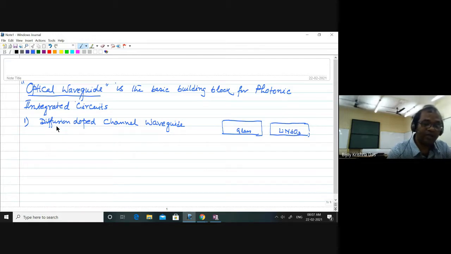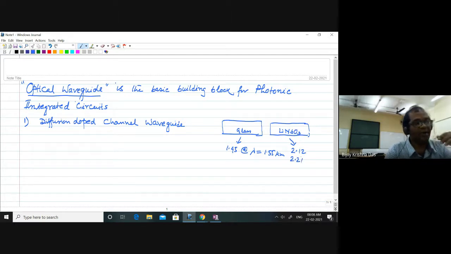How is it done? You take a glass. You know, the glass refractive index is around 1.45 at lambda equal to, say, 1.55 micrometer. Similarly, lithium niobate is a birefringent material. Two types of refractive index are considered. One is around 2.12 and another is 2.21.